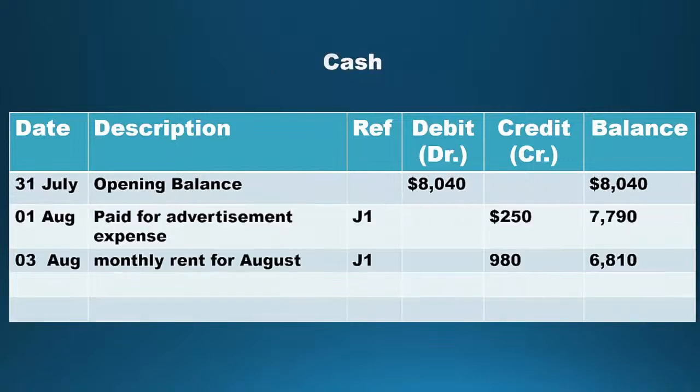Posting to the cash ledger. 1. Date. Write the date August 3. 2. Narrative. Add the narrative. Paid monthly rent for August. 3. Reference. Add the journal reference. 4. Amount. Enter $980 in the credit column because cash decreases on the credit side.